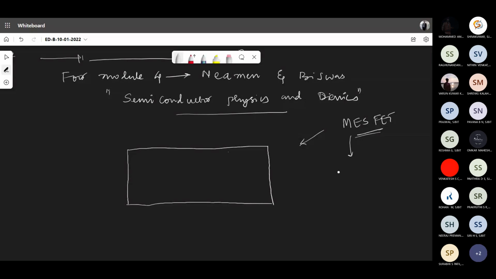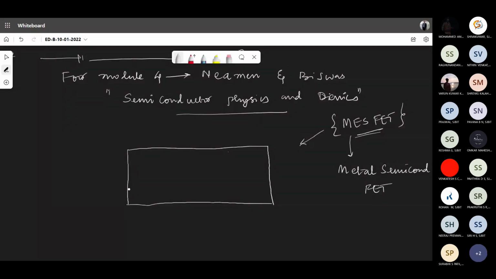MESFET stands for metal semiconductor field effect transistor. It is not metal oxide semiconductor, it is only metal semiconductor. ME stands for metal, that's all. And the construction of that is this. They go for this MESFET only to improve the switching operation. Switching operation becomes better in this case. And there are other advantages also, which I do not want to get into.